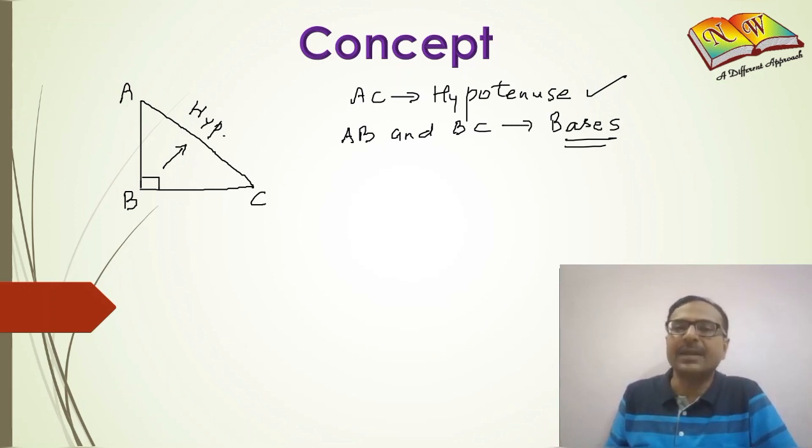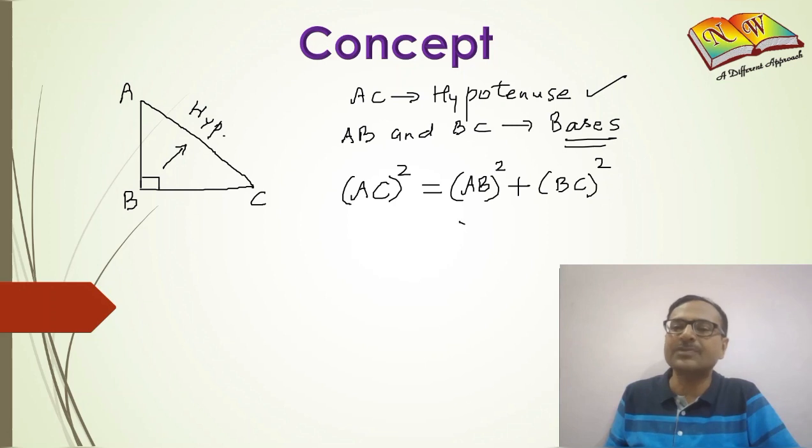A right angle triangle has a unique property. When you measure the three sides, like you measure AB, BC and AC, the square of the hypotenuse, that means whatever is the length of AC, if you square that length, will always be equal to the square of the side AB added to the square of the side BC.